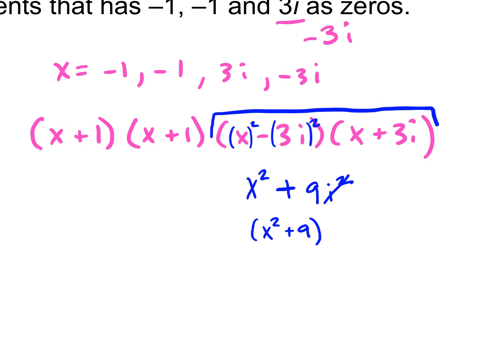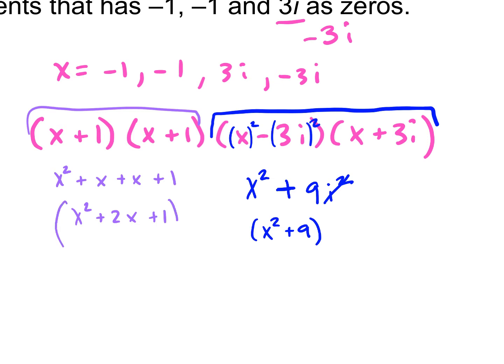Next, I'm going to multiply x plus 1 and x plus 1. So these 2. Again, we're just FOILing: x squared plus x plus x plus 1. We have to combine like terms next. This would be x squared plus 2x plus 1.